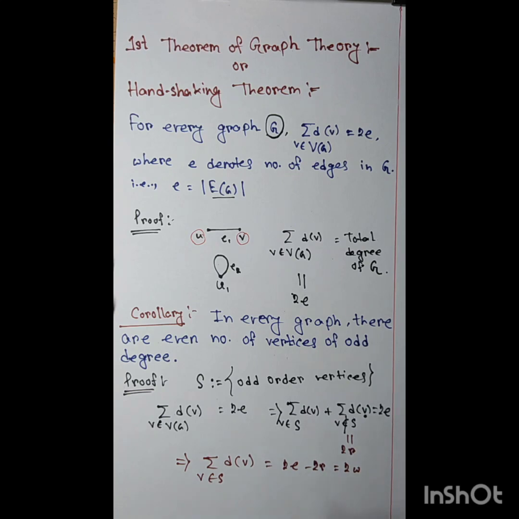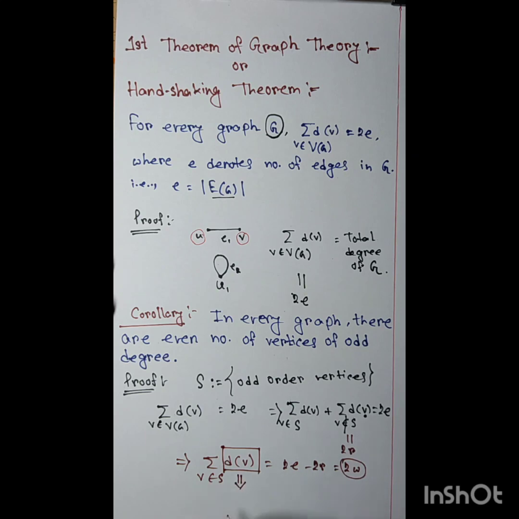Now we have that if v is in S, then the degree of v is odd. So we are adding some odd numbers and ultimately getting an even number. What this suggests is that adding some odd numbers will give an even number if and only if the number of odd numbers is even. So there must be an even number of terms d(v).